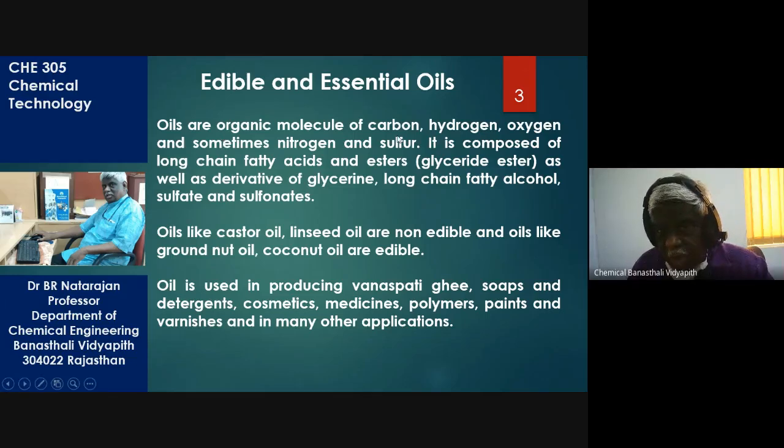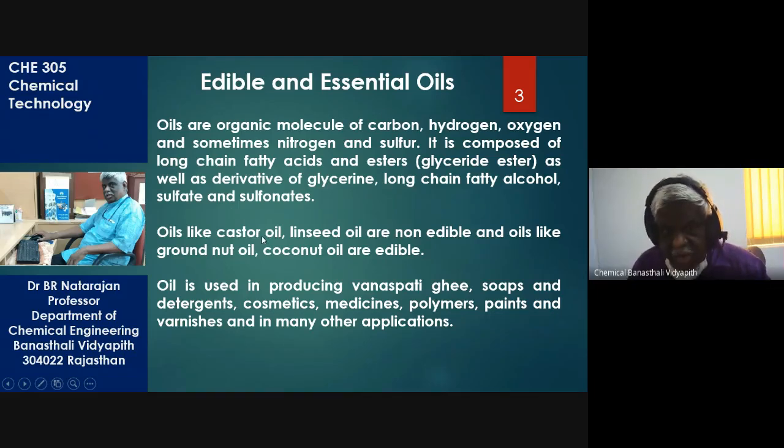Oils are organic molecules of carbon, hydrogen, oxygen. Carbon, hydrogen, oxygen, right? Because remember, there will be COOH, right? And sometimes nitrogen and sulfur, but carbon, hydrogen, oxygen, for sure. It is composed of long chain fatty acids and esters, glyceride ester, as well as derivatives of glycerine, long chain fatty alcohol, sulfate, and sulfonates. These are the general definition of oils.